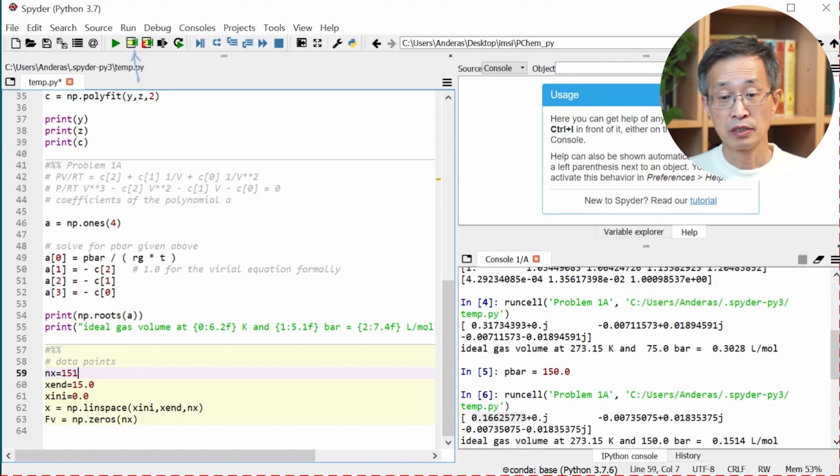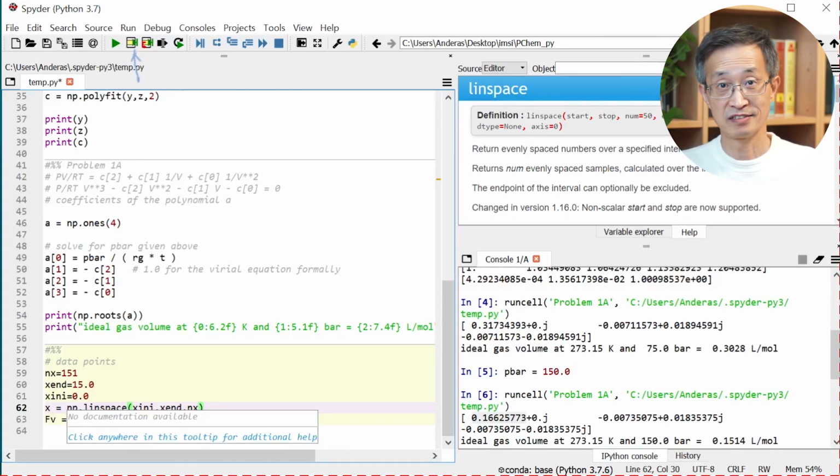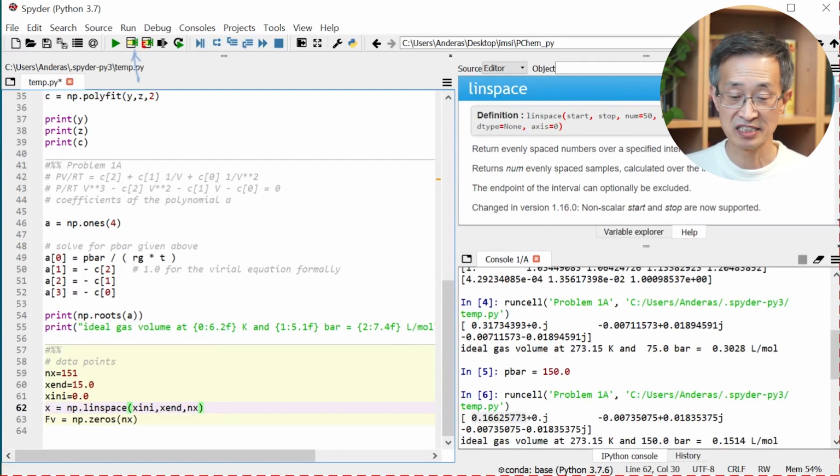From 0 to 15, we are going to put 151 data points, so I guess the division is 0.1. Then this NumPy routine, linspace for short, with xini, xend, and nx, will just generate equally spaced x points. Okay, so that's your axis points.